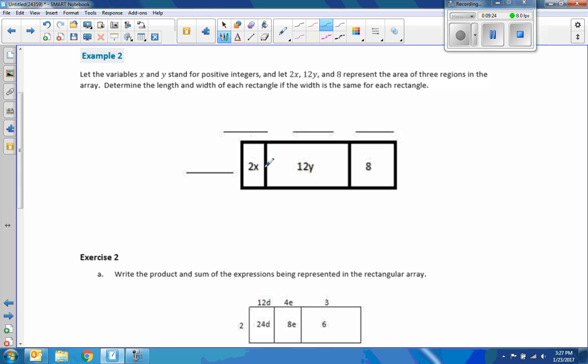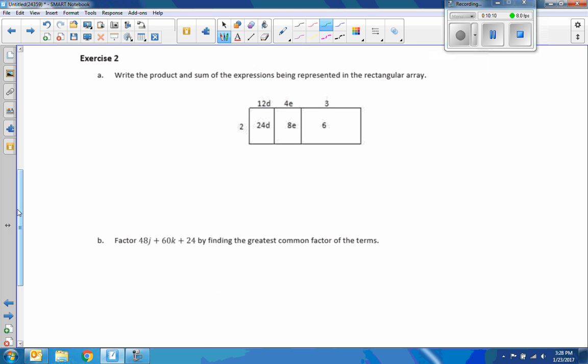We need to factor. Remember, we're factoring out. What will 2, 12, and 8 all have as a common factor? They're all even, so I would say 2. 2 times what is 2x? 2 times x is 2x. 12 divided by 2 is 6, and we have that y. And 8 divided by 2 is 4. So the length and width of each rectangle: the length of this rectangle is x, the width is 2. The length of this rectangle is 6y, the width is 2. The length of this rectangle is 4, the width is 2.